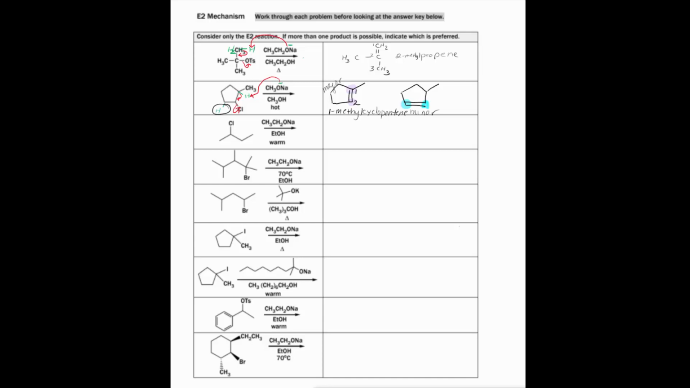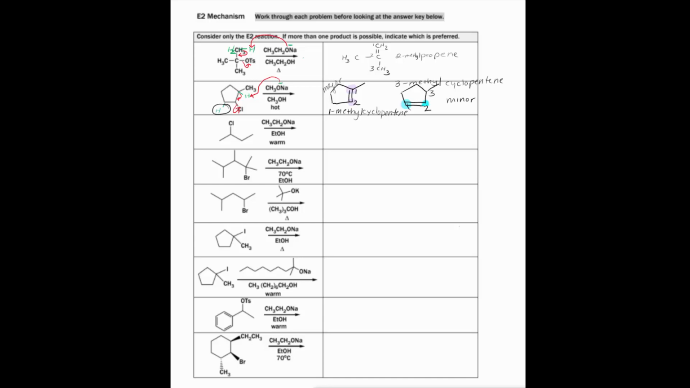So this minor product is going to be called, let's see, this is going to be carbon 1 and 2 and 3. So this is going to be 3-methylcyclopentene. And this is the minor product.